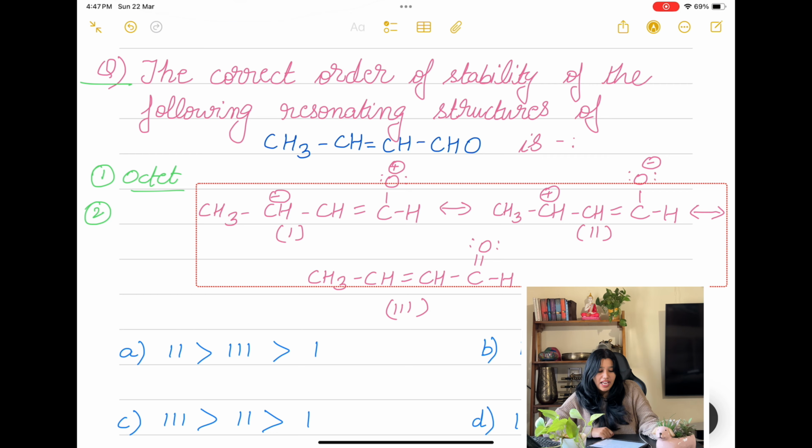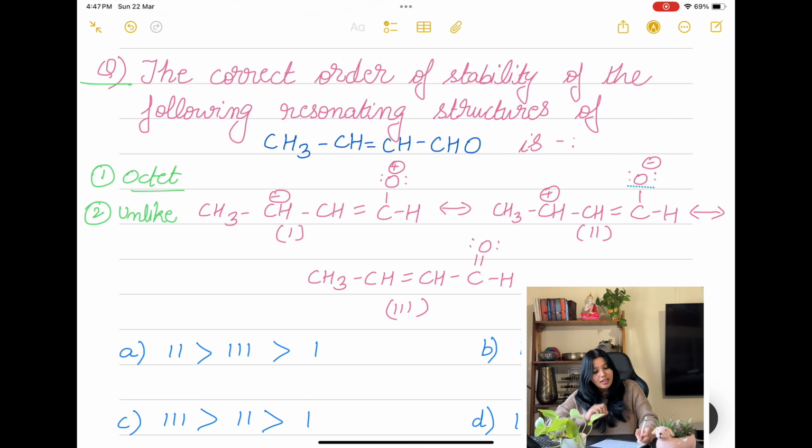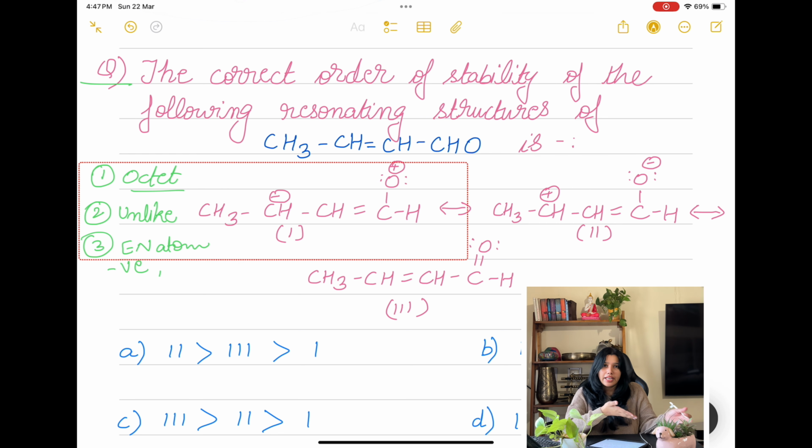Secondly, what you will be looking at is that you want your unlike charges to be close to each other and like charges to be as far apart from each other as possible. Third point that you'll be keeping in mind is that the more electronegative atom should have a negative charge on it and the less electronegative should have a positive. So keeping these 3 points in mind, we can move forward with the question, which is very simple, I believe.